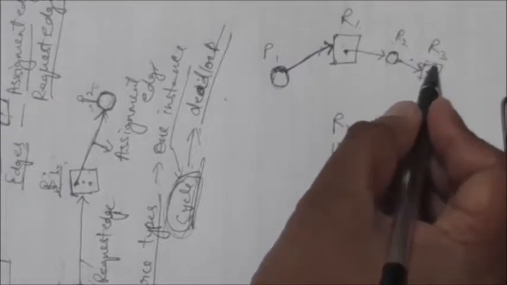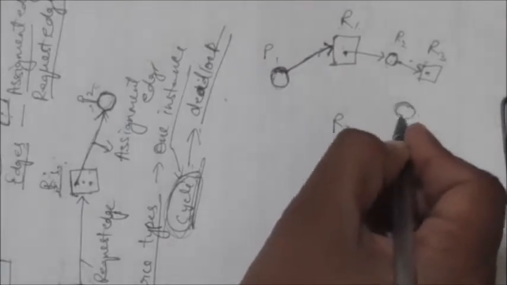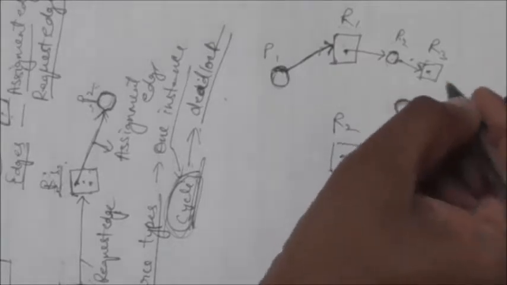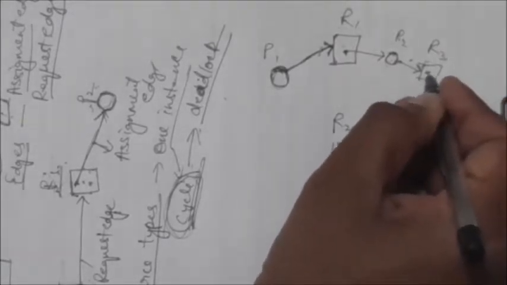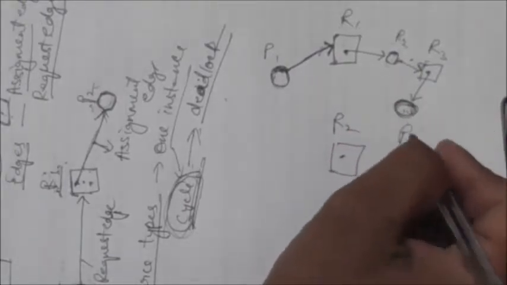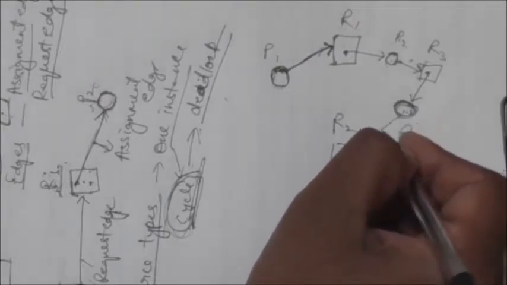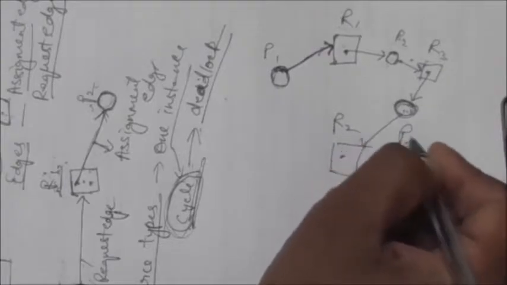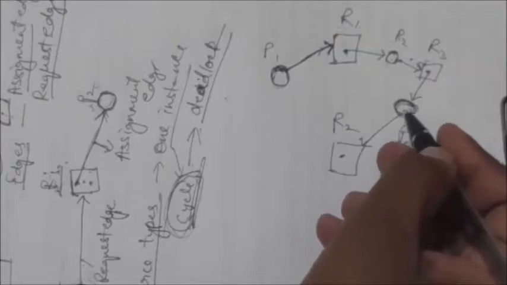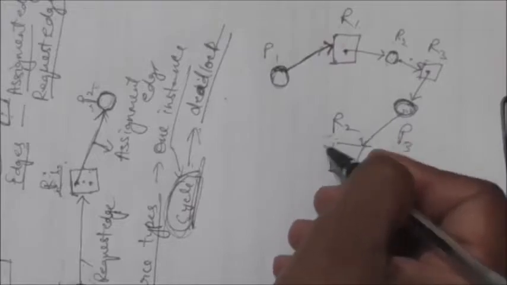Now this instance of resource type R3 is assigned to process P3. This vertex represents the process P3, so I will draw an edge from this dot to the vertex which represents the process P3. Now suppose this process P3 is requesting an instance of resource type R2. To represent this, I will draw a request edge from the vertex which represents the process P3 to the vertex which represents the resource type R2.